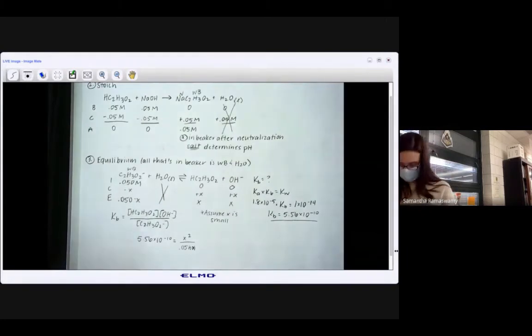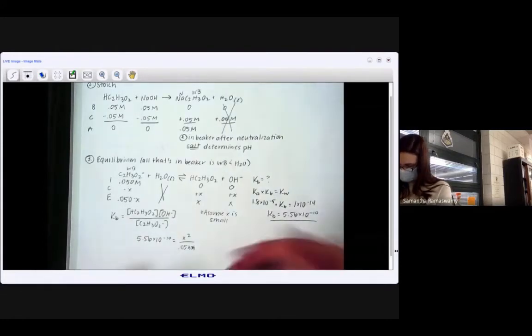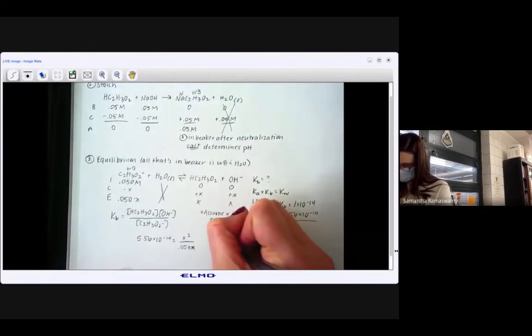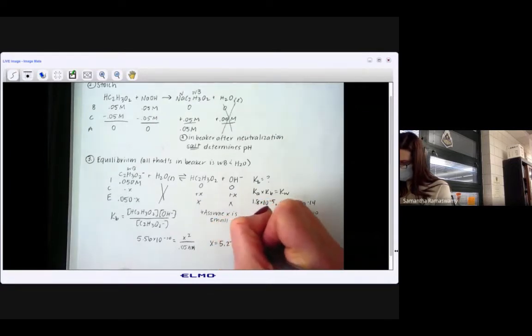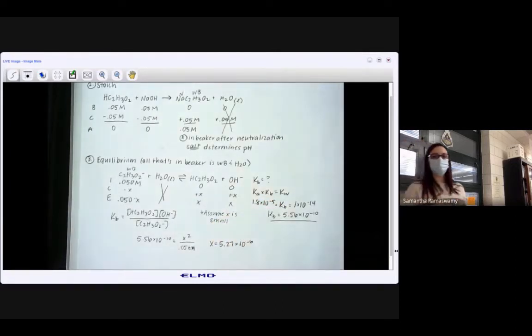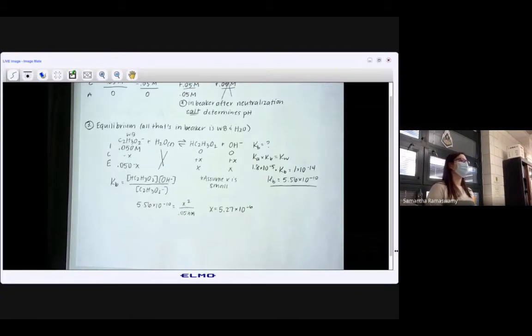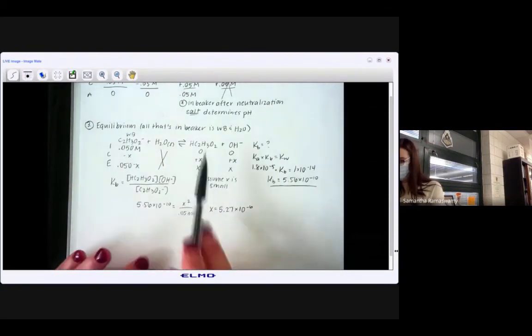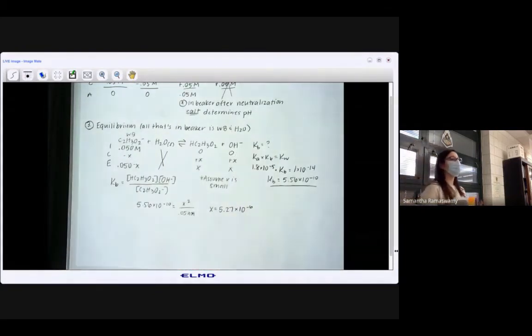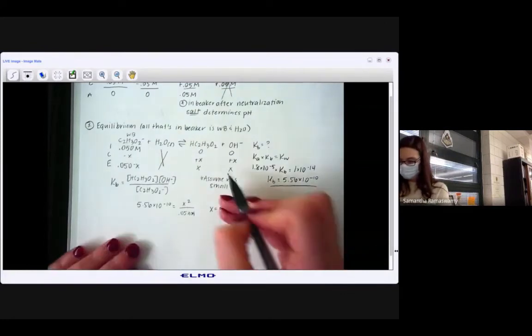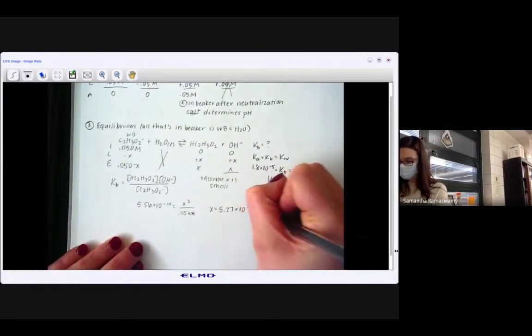Now we can solve for x. So 5.56e negative 10 times 0.05, multiply the 0.05 over, and then take the square root. x is 5.27 times 10 to the negative 6. Now take a second to think about what is x. So if I look up at the ice table, think about what might be useful if I eventually need to get to pH. Well, x is OH minus.